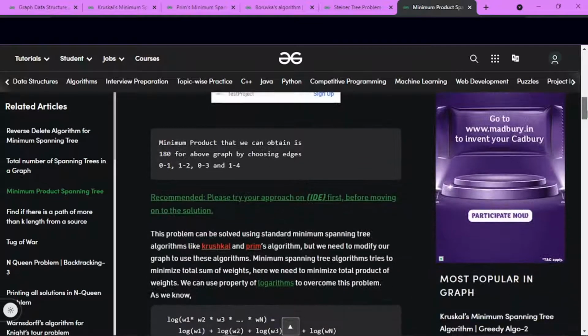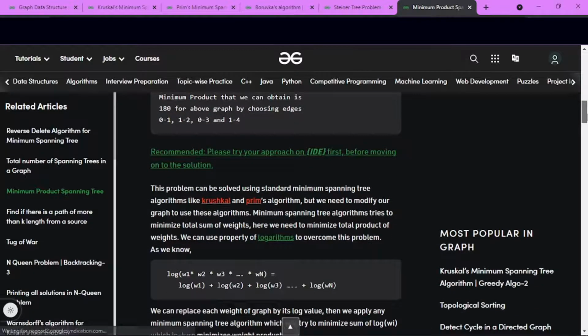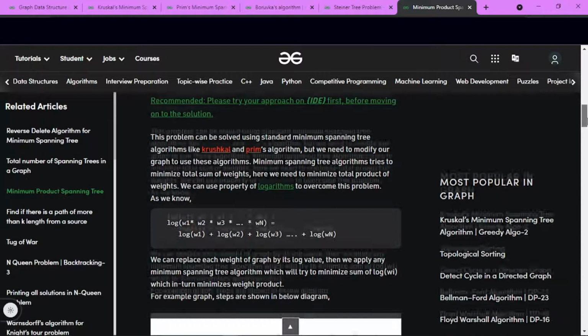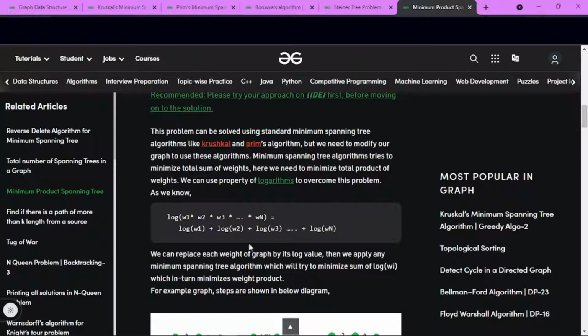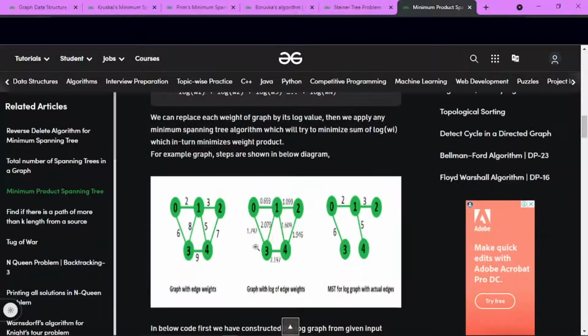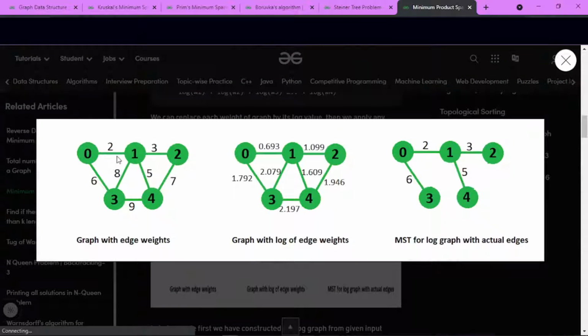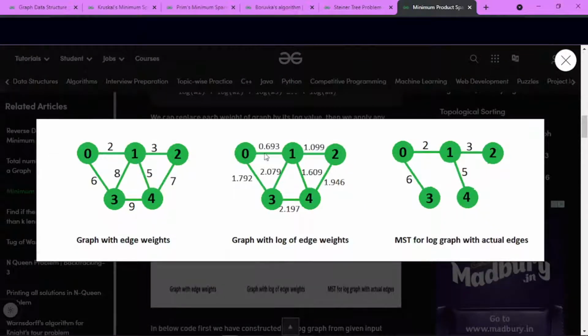So in this we can use Kruskal's and Prim's algorithm as well, but Kruskal's and Prim's algorithm use summation. So what we can do is convert the weights in the graph to logarithmic weights, so that when we add them, it behaves like a product. Just like in this diagram, we converted these weights to logarithmic weights, and we can now apply Prim's and Kruskal's algorithm to find the minimum product spanning tree, like in this.